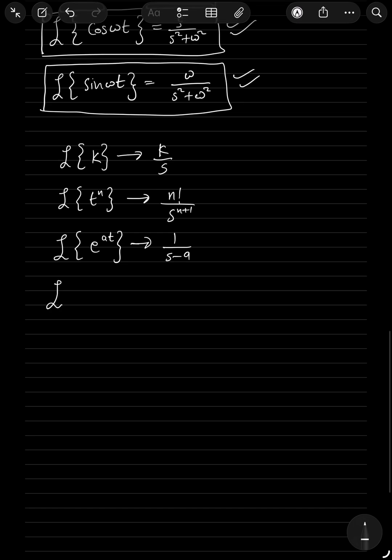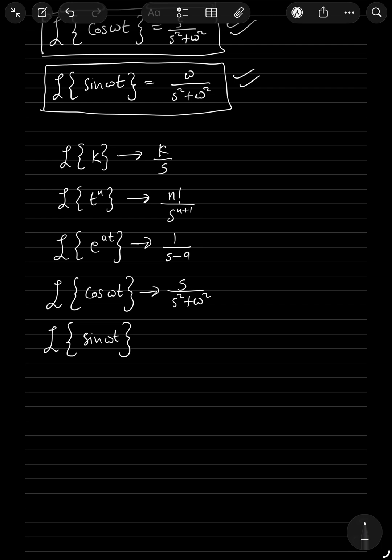And then the Laplace of sine, or let me start with cos, of cos omega t. We are saying this is going to be s over s squared plus omega squared. And then the same thing with sine omega t. The denominator is the same. If you know one, you can find the other. If you know cos, you can find sine. So we are going to have omega. So these are the ones that we have done so far.